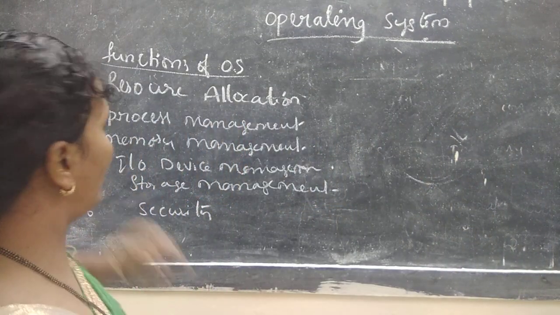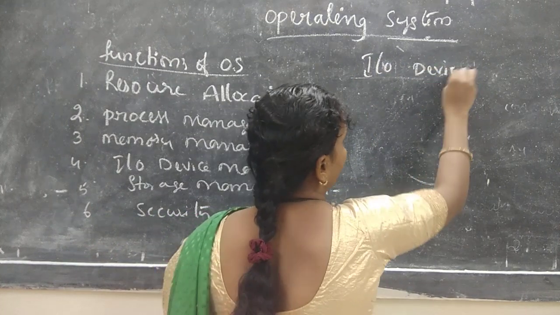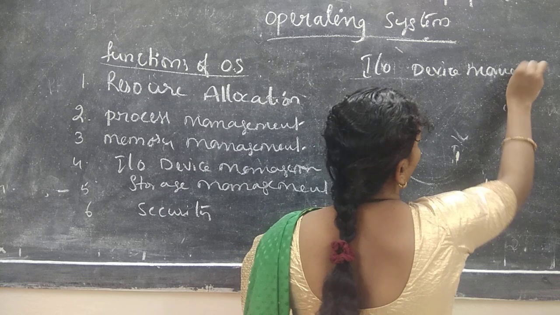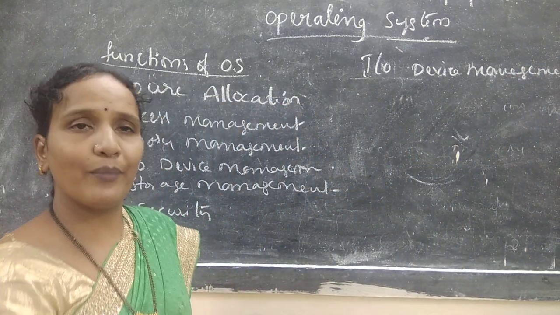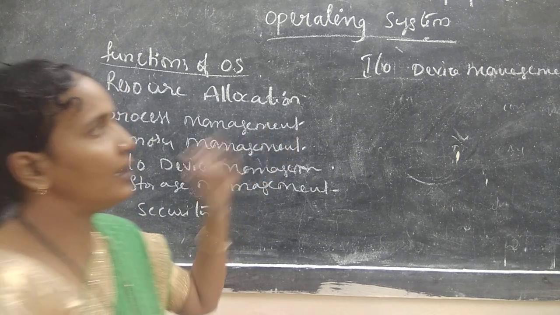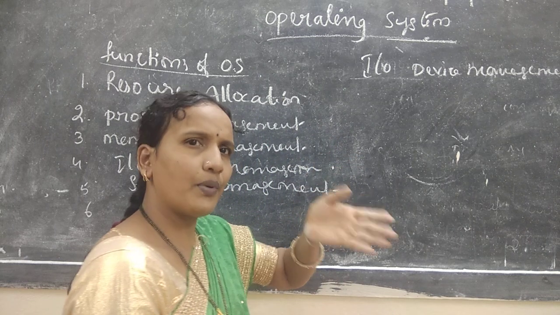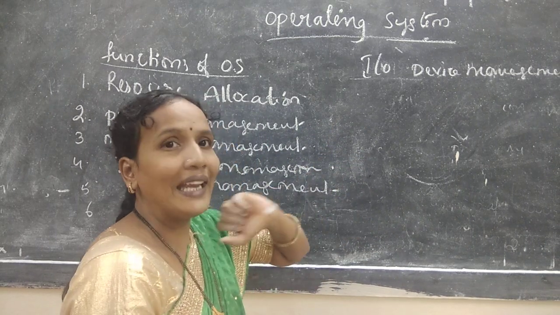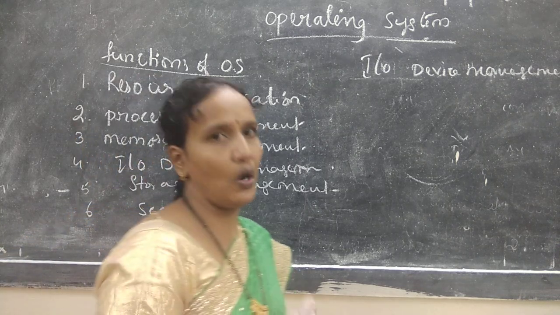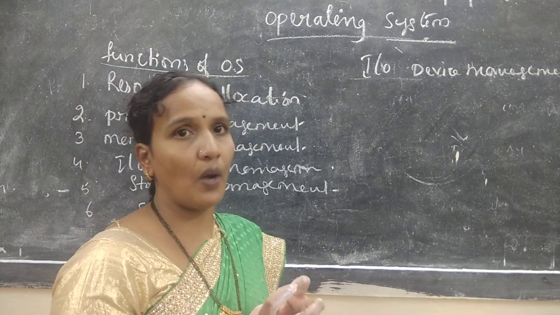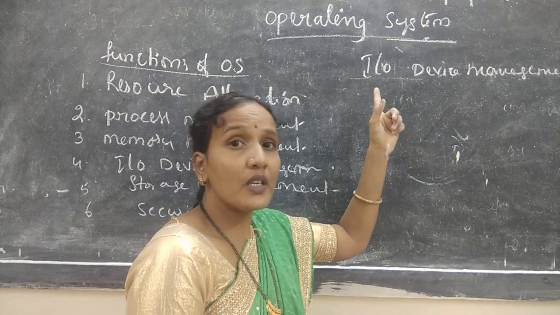The next one is input and output device management. I think you all know what input and what output is. Let me give examples. Keyboard and mouse come under input, and printer and monitor come under output. CDs and DVDs also come under input. So whenever any process is requesting any input or output, it is a function of the operating system to give the required input or output to the process which wants to execute.